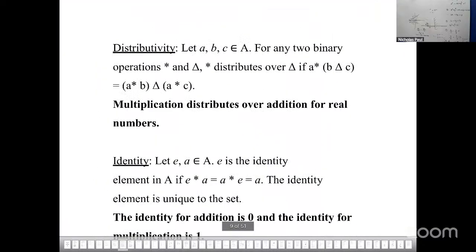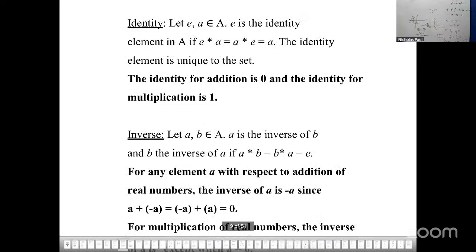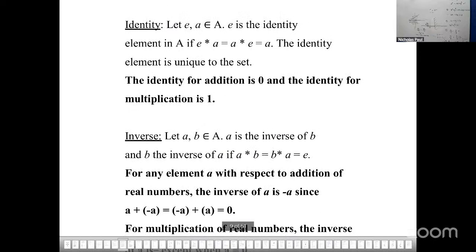We should know distributive. Anybody remember the identity element? What's the identity element? You will always get back the original value, right? So A star E will always give you back A. You've got to remember this.